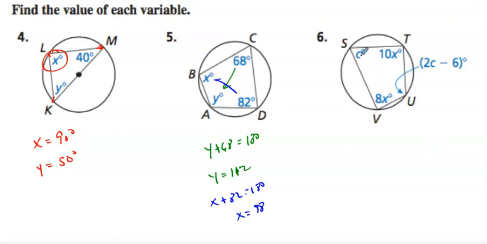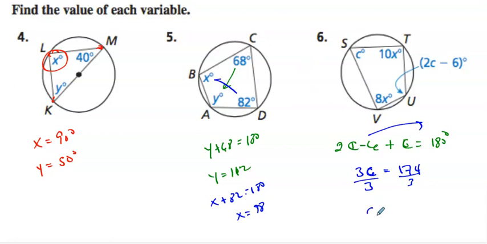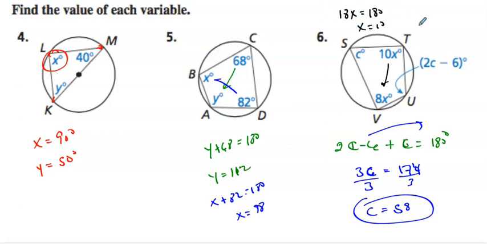And then what do you got here? Cool, so you got c, and this one is 2c minus 6. So 2c minus 6 is one angle, plus c, and that equals 180. So you get a little bit more of an equation here. So you got 3c is equal to 174 after I bring the 6 over. Divide by 3, c is equal to 58, and you're done. And then the other one here is 10x and 8x, which is 18x, and those two total 180, so x is equal to 10. Alright, no big deal.